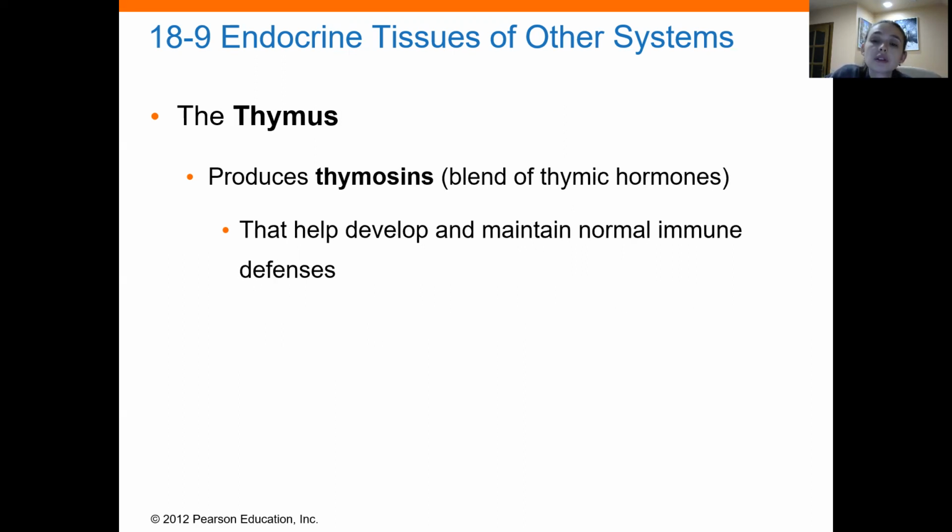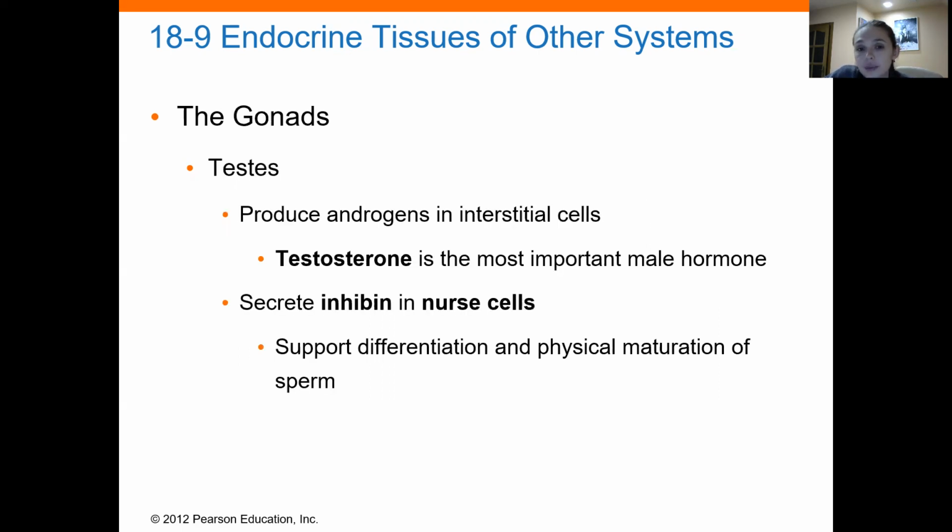Thymus generally produces a hormone which is called thymosin, a blend of thymic hormones that help develop and maintain normal immune defenses. Gonads. Testes produce androgens in interstitial cells. Testosterone is the most important male hormone, and testes also produce inhibin in nurse cells. What is the main function of testosterone? It is responsible for supporting differentiation and physical maturation of sperm.